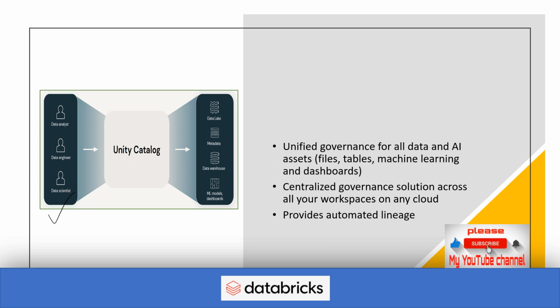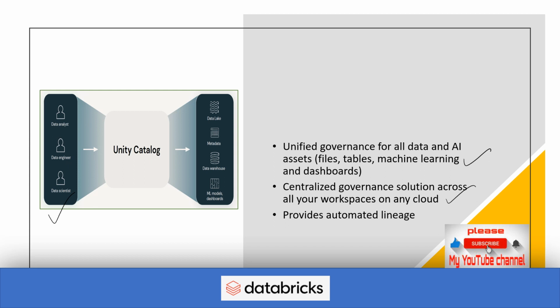More theoretically, it is unified governance for all data and AI assets, whether it's a file, table, machine learning model, or dashboard. It is a centralized governance solution across all your workspaces on any cloud. That's what we talked about previously, whether it's a test environment, maybe a prod, maybe a dev environment. Within the environment, you have multiple workspaces. For the business user, there is a workspace, an analyst workspace, a data science workspace, maybe a data engineering workspace, and all will have one common Unity Catalog.